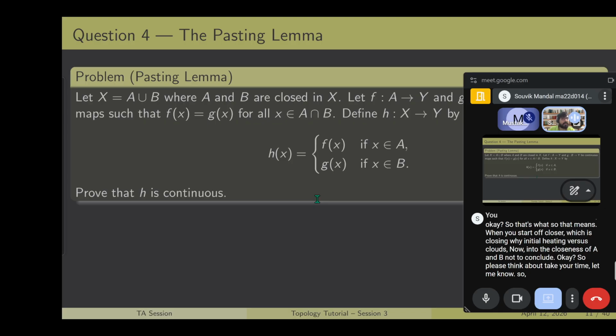So that means what you can write: H inverse of C is equal to H inverse C intersection A, union H inverse C intersection B. Then you have to somehow come up with F and G. Okay, so that's what the argument is.